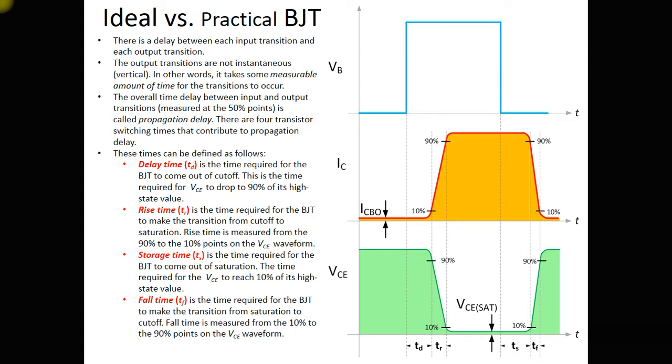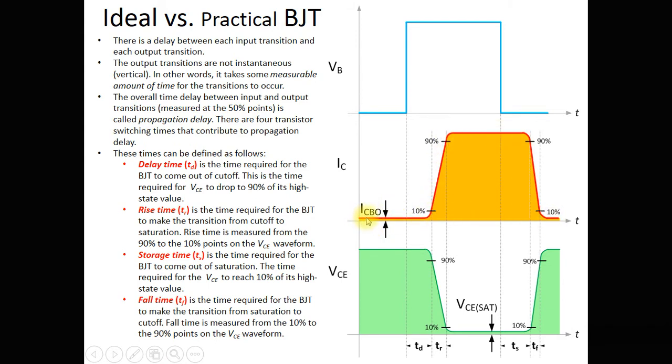Ideal versus practical BJT. When we talk about switching, this is very important, because the BJT is used as a switch. In that case, ideally speaking, the transistor should switch on and off like this. This is the time axis, and whenever I have the base voltage, the collector current should exactly follow it, but practically it doesn't exhibit this behavior. This is the actual behavior.